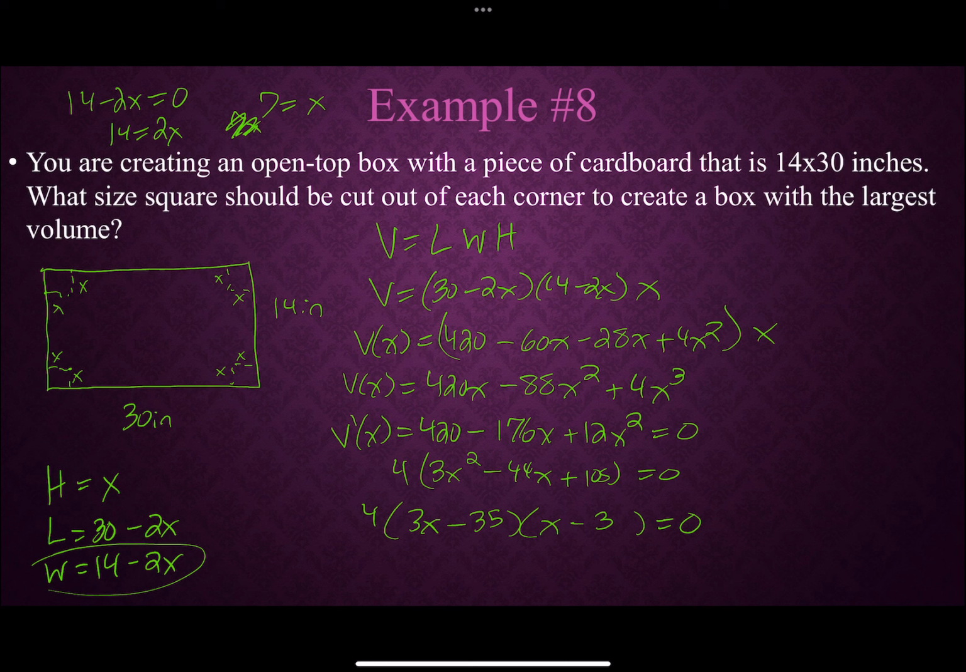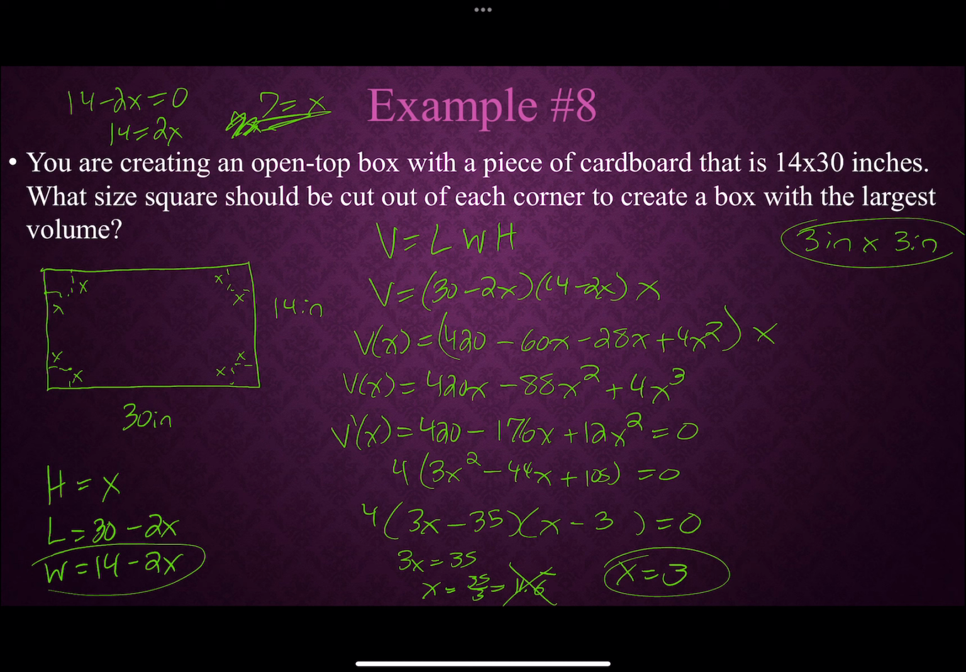So this first one gives us 3x equals 35, which x is then 35 over 3, which is 11.6 repeating. Too large, though. It had to be less than 7. That one gives us x equals 3, so that's great. So our corners are going to be 3 inches by 3 inches. If we cut out a 3-inch corner from each of those corners, it's going to fold up and create a maximum volume for this particular type of box.